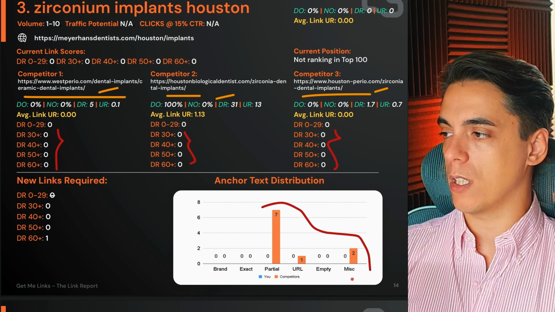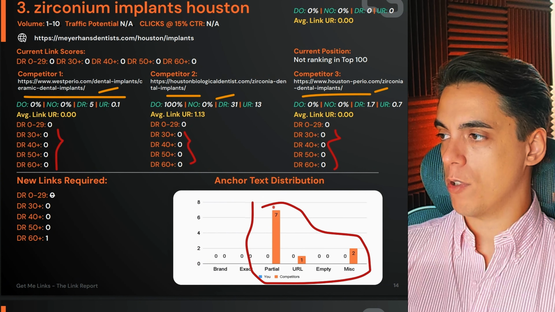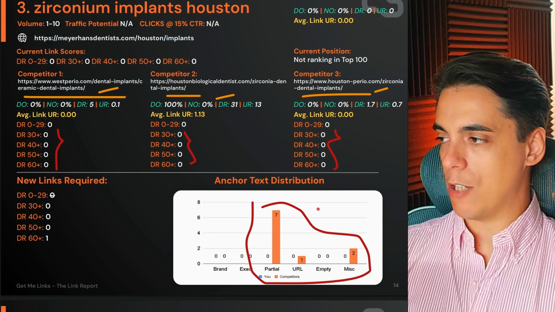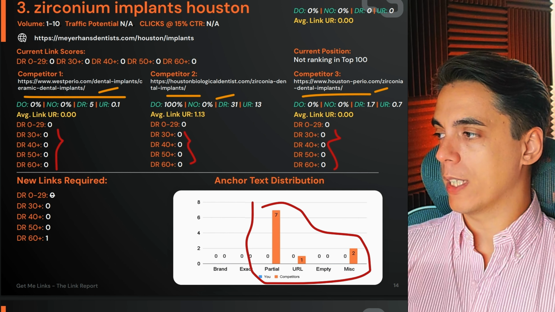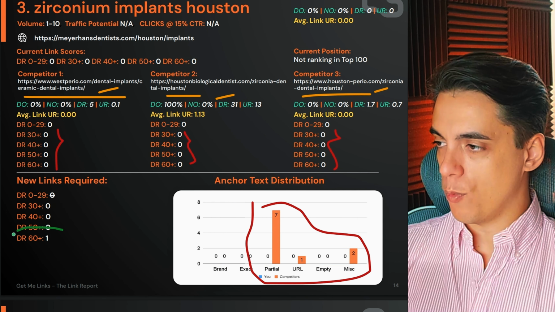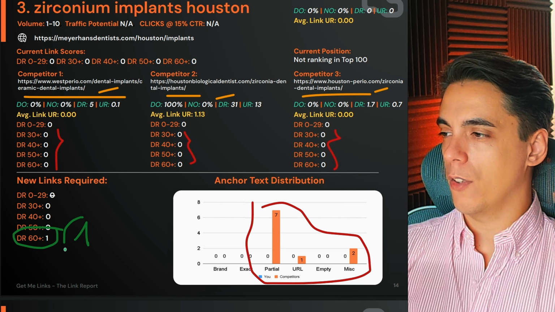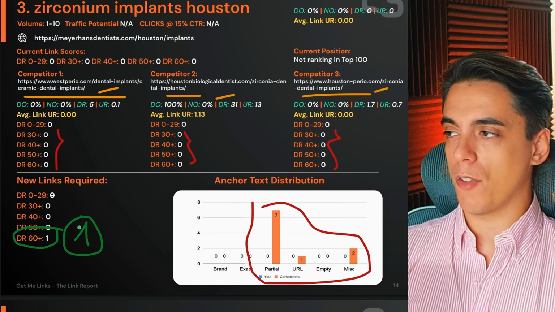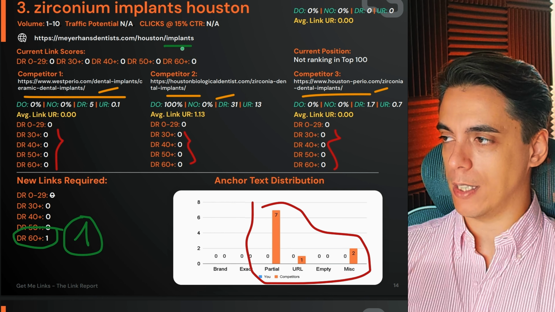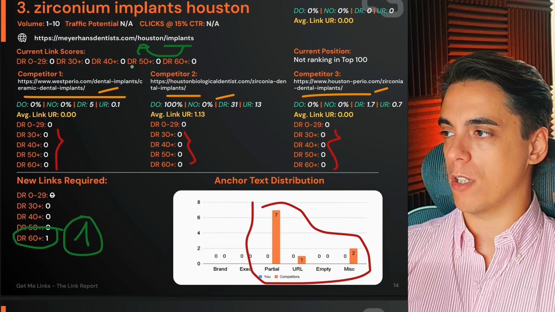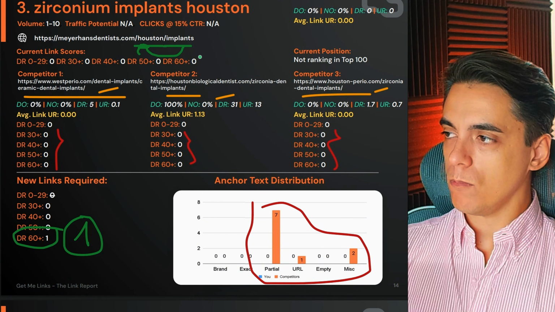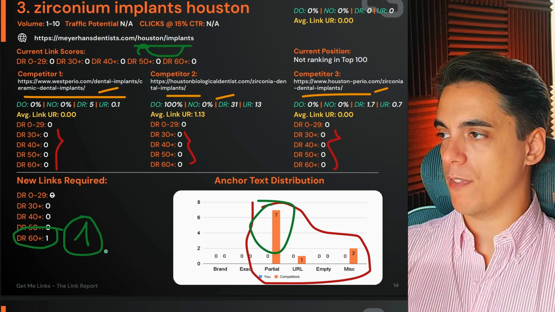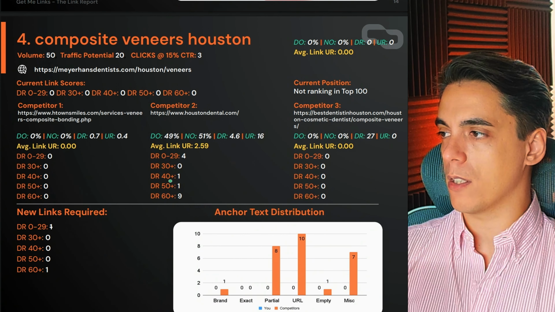This is why we do see an anchor text distribution, because they do have some backlinks pointing to those pages, but most likely citations, right? Nothing really important. So you could go with one single backlink on the high DR end of the spectrum, because we need to really build the DR of this brand. And this page, again, is going to be powering this other page here for Houston. And with that, we continue to move forward, and you can do a partial match. Fantastic. What do we do with composite veneers?